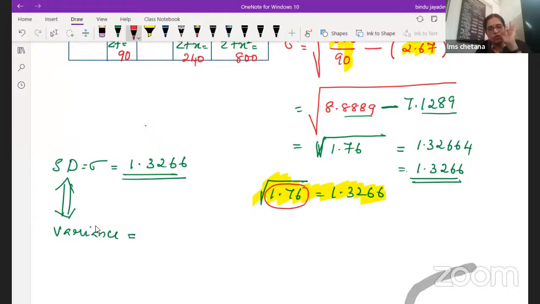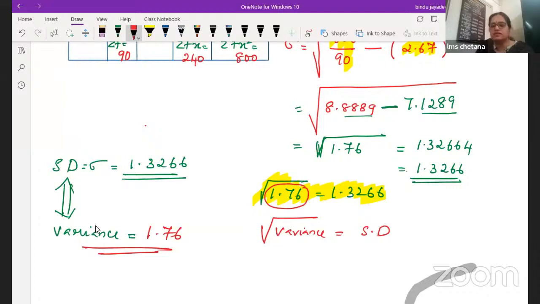And which number is inside the root? That number is called your variance. That means if you take the root of variance, you always get the standard deviation. This is the relationship. Therefore, from the last step, write again: root of 1.76 equal to 1.3266. Therefore, variance equal to 1.76. Is it clear?